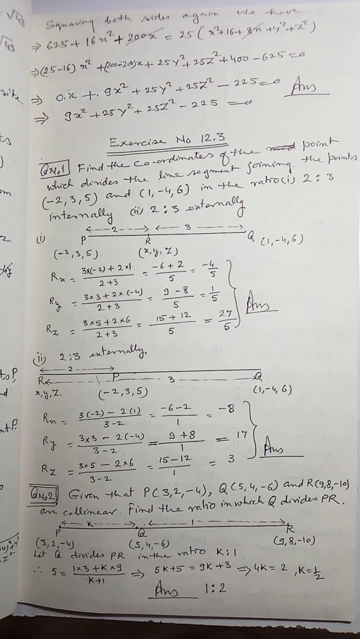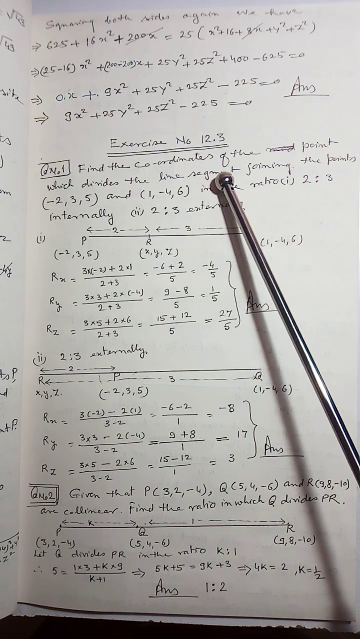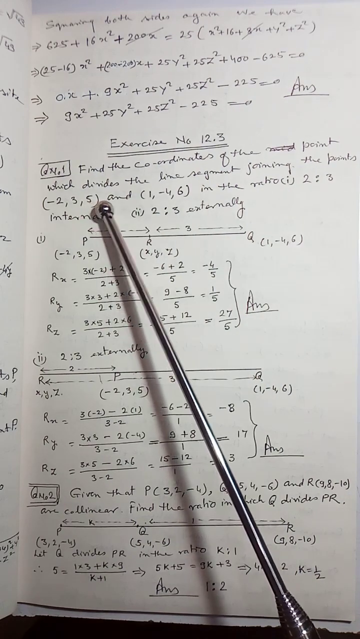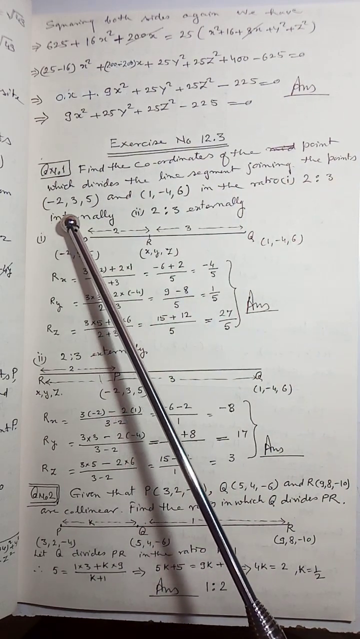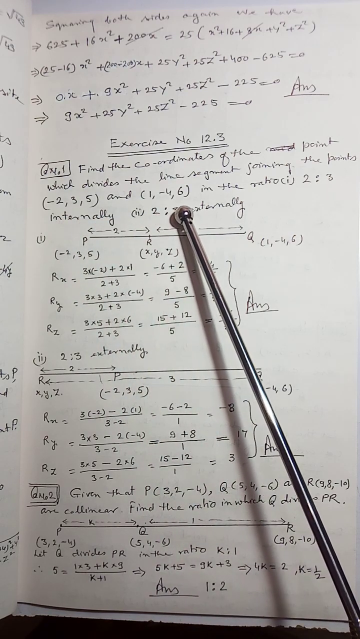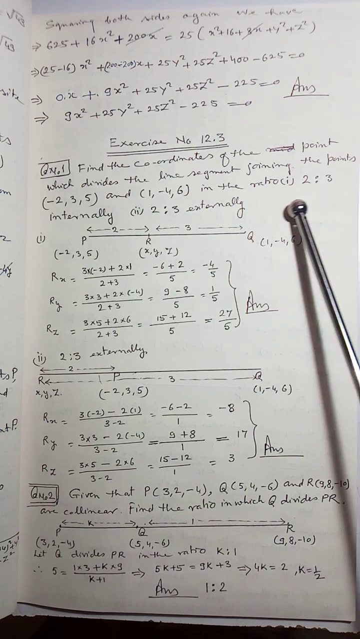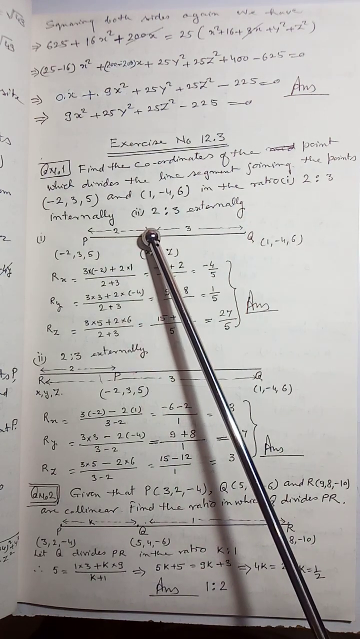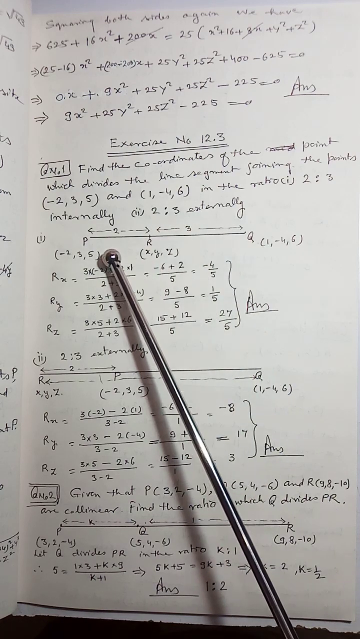CBSE Mathematics Class 11th, Chapter 12, Exercise 12.3. Question number 1. Find the coordinates of the point which divides the line segment joining the points (-2, 3, 5) and (1, -4, 6) in the ratio, first, 2:3 internally, and second, 2:3 externally.